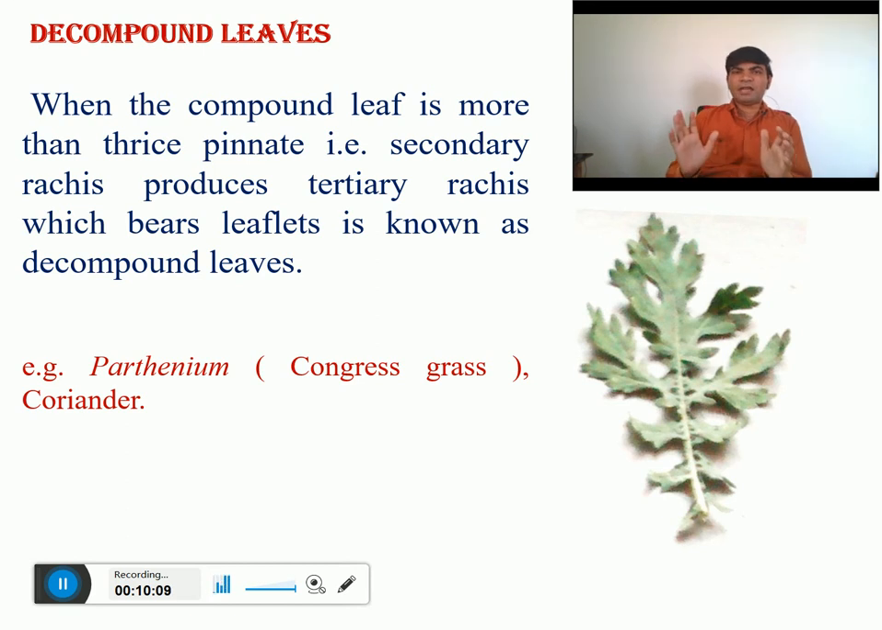So because of this, the leaf is called a decompound leaf. The example is Parthenium, which is called Congress grass. Another best example is coriander. In Marathi we call it sambar. So this leaf is a decompound leaf. So these are the different pinnately compound leaves.